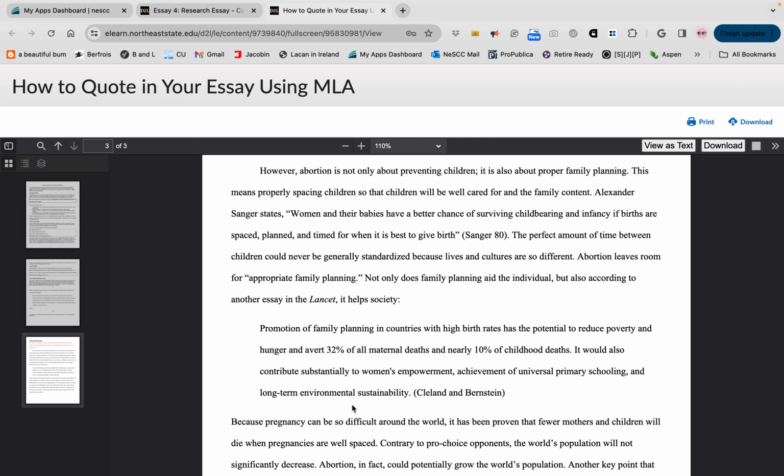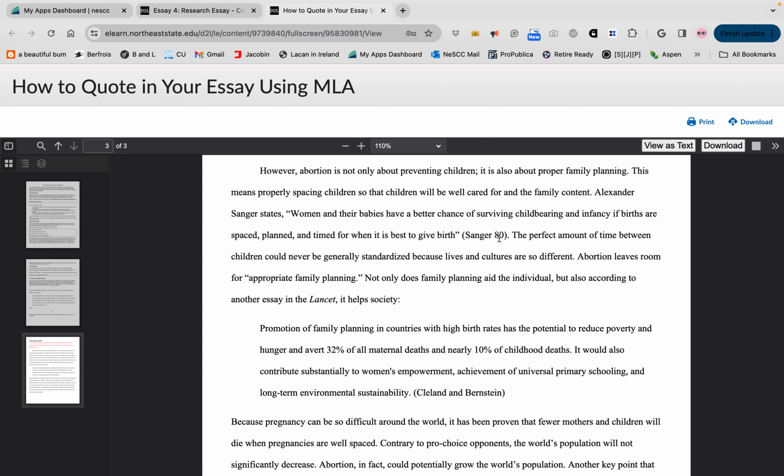So what you need are signal phrases, or a signal phrase, introducing a quote or a paraphrase or a summary, and you can use this as an example. So we have our signal phrase, Alexander Sanger states. We have the borrowed material, the language that appears in quotation marks. And then we have this in-text citation. This tells me, again, it reiterates the author's name, and it indicates where in the book or the essay I can find this quote. And it's on page 80, okay?